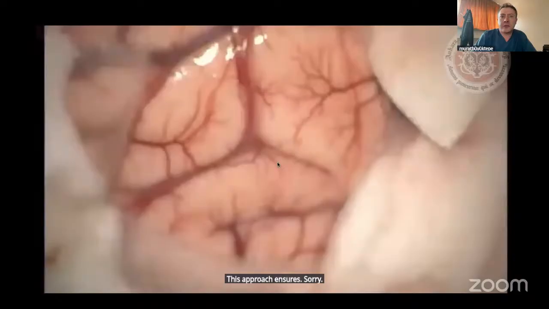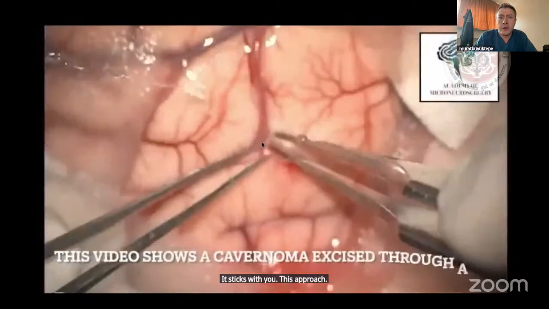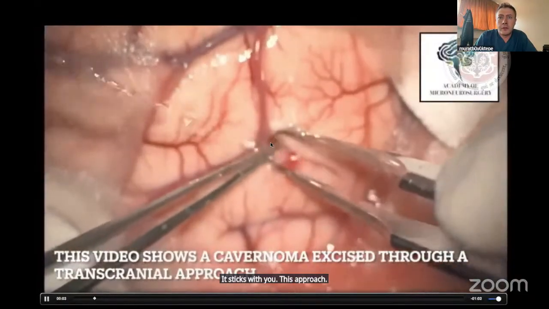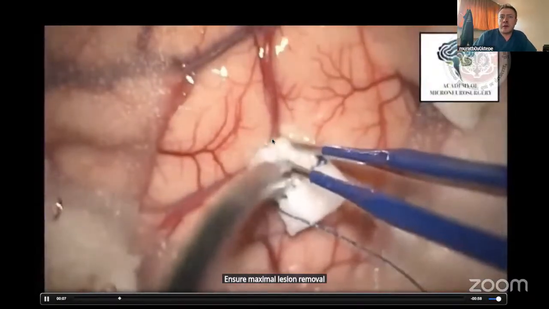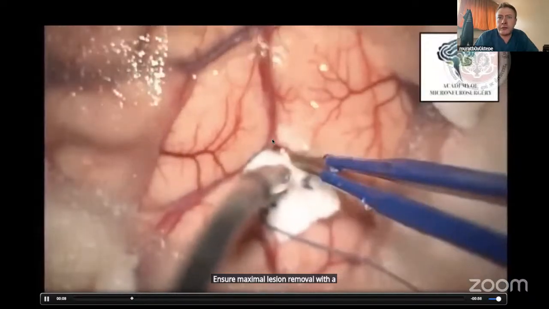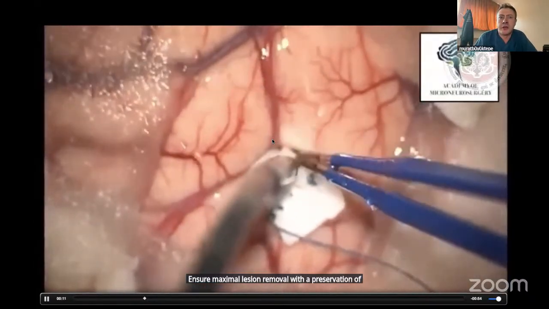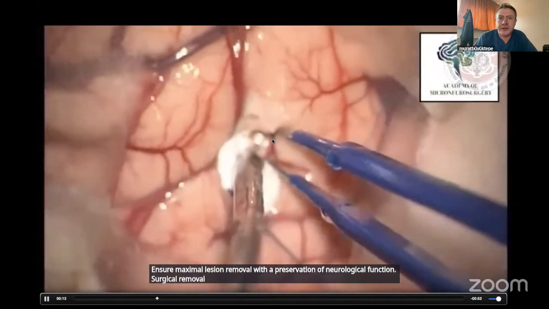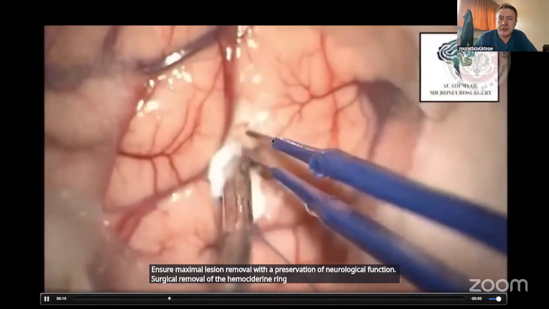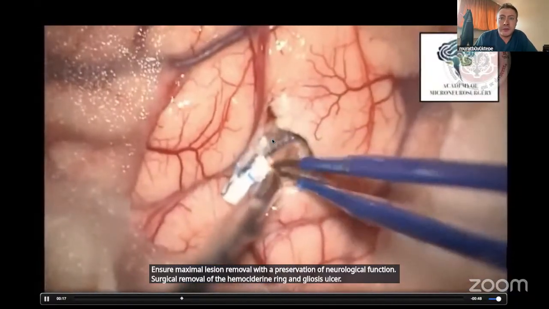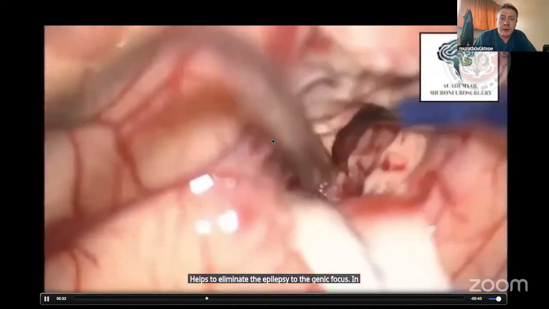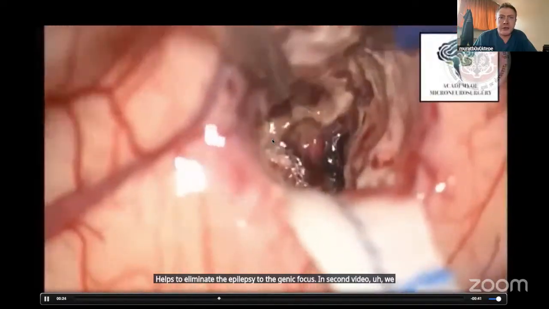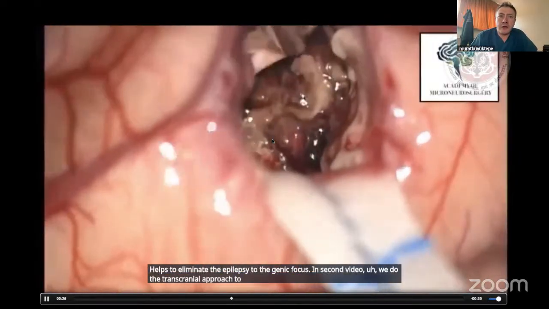This approach ensures maximal lesion removal with preservation of neurological function. Surgical removal of the hemosiderin ring and gliosis also helps to eliminate the epileptogenic focus. In the second video, we do the transcranial approach.